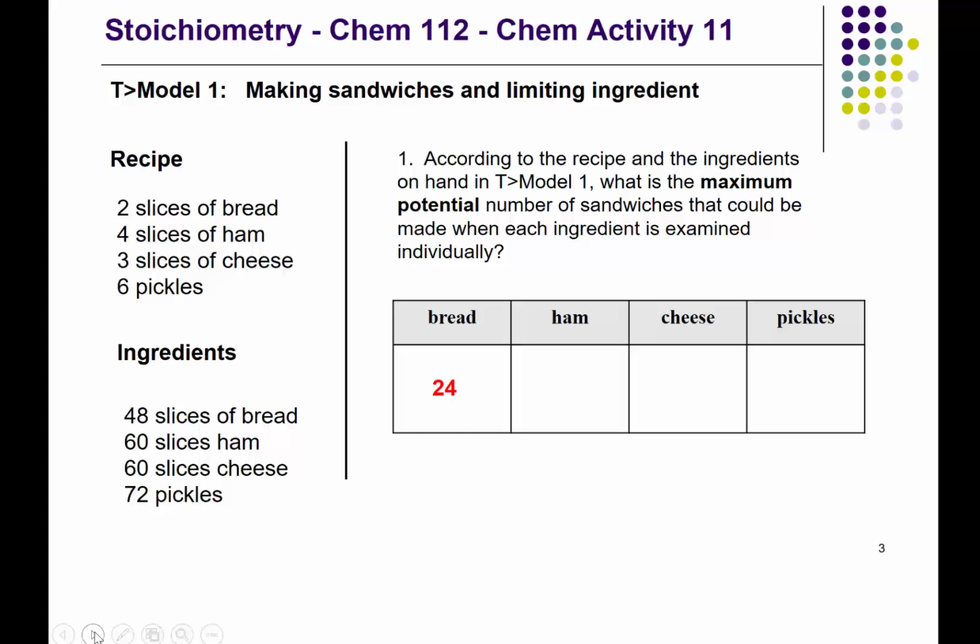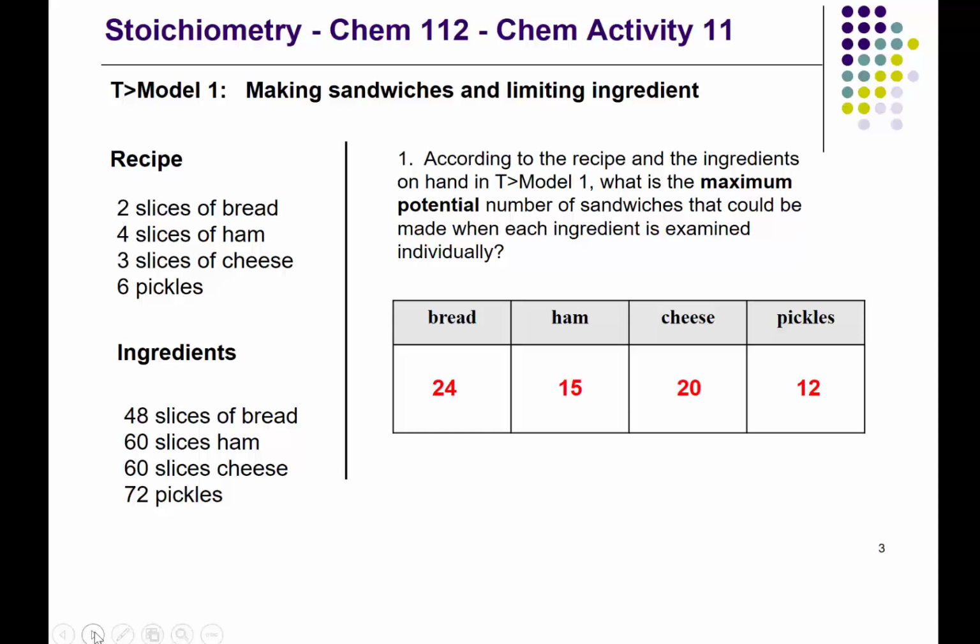So of course, if we think about the ham, we have 60 slices of ham, but we need 4 slices for each sandwich. We'll take that 60 and divide by 4, so we'll get 15 potential sandwiches. For the cheese, we could potentially make 20 sandwiches. And for the pickles, well, we could only make 12 sandwiches.